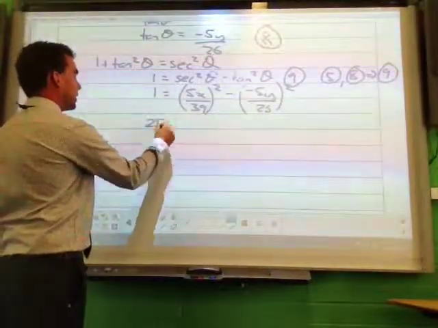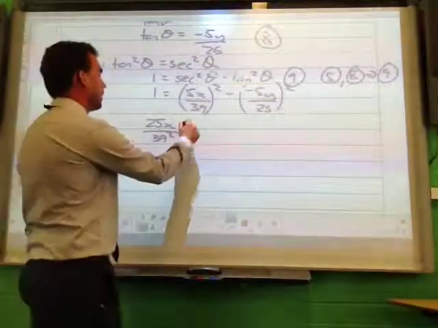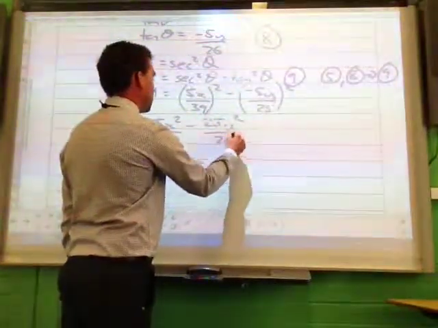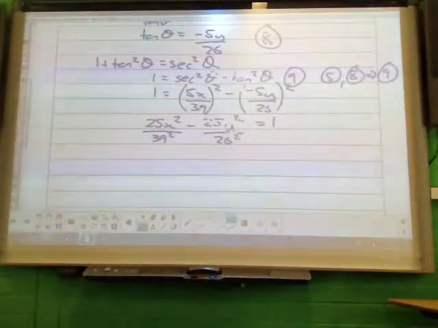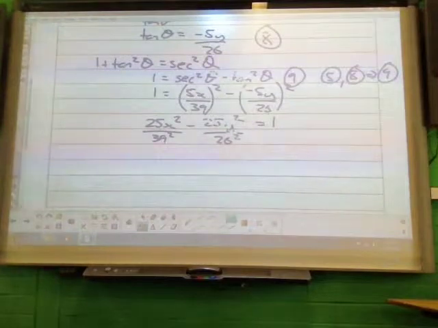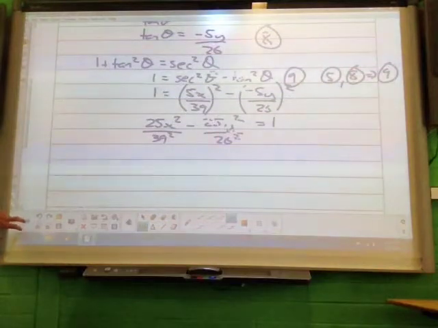So 25x on 39 squared, I'm not going to bother squaring it, you can if you want, you don't have to. x squared, take away 25y squared on 26 squared is 1. And that's the concentric hyperbola because the format is the equation at the centre, and it equals 1. Okay? So, 9 equations, but we got there. Any questions? Alright, let's go backwards, something a bit easier.